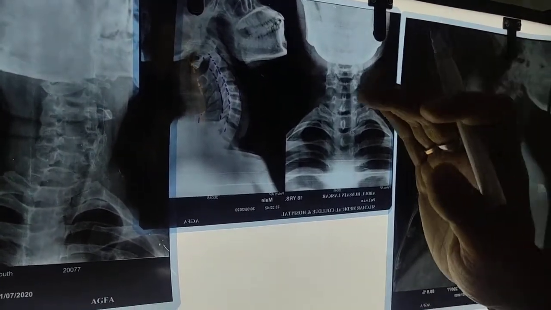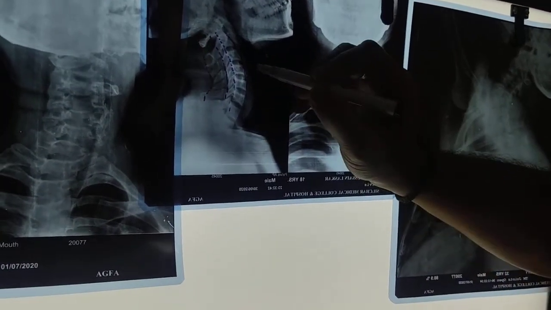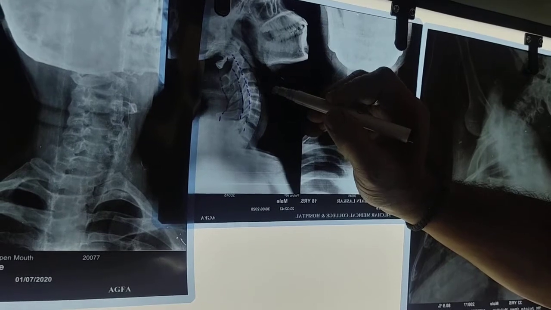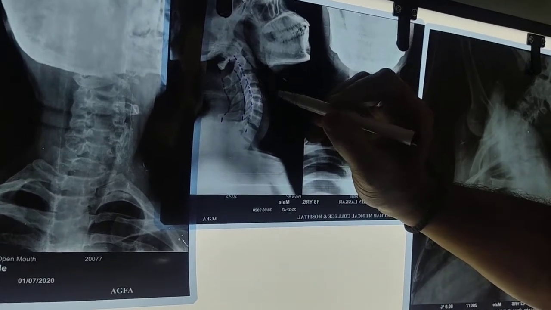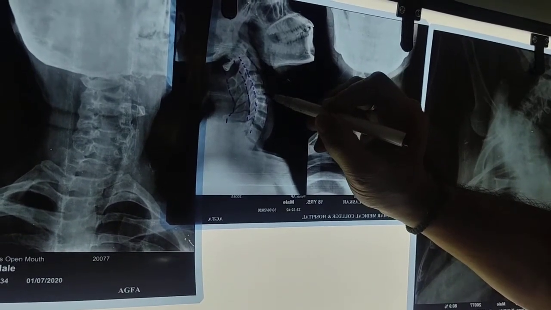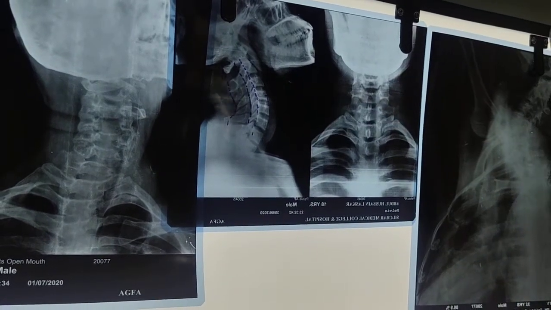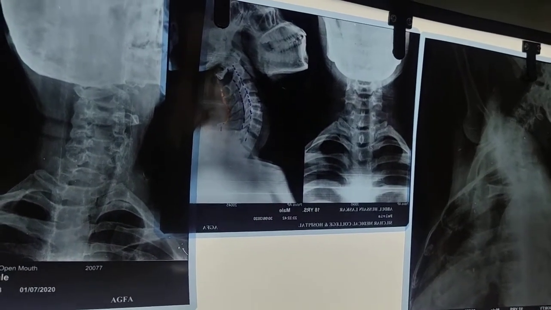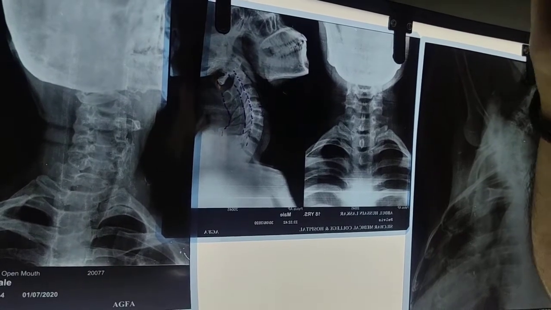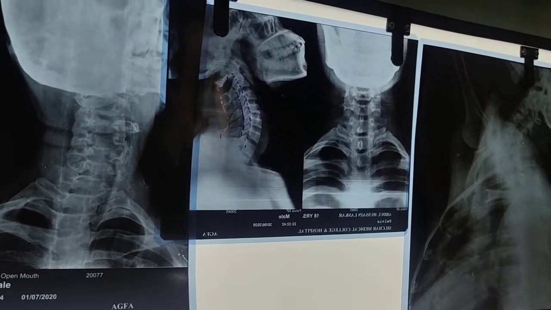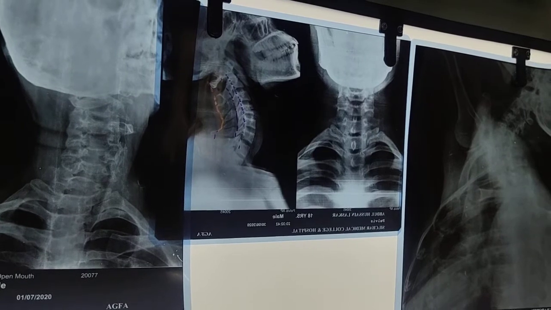We will talk about the importance of these lines later on also, and why the line is important. A simple slip of this vertebra of around 3.5 mm is significant enough to tell us there is instability according to the SMCH criteria.